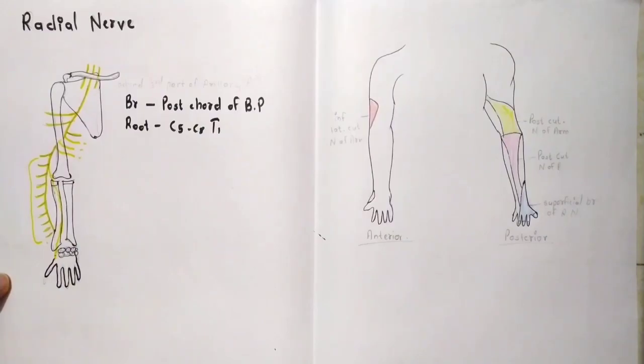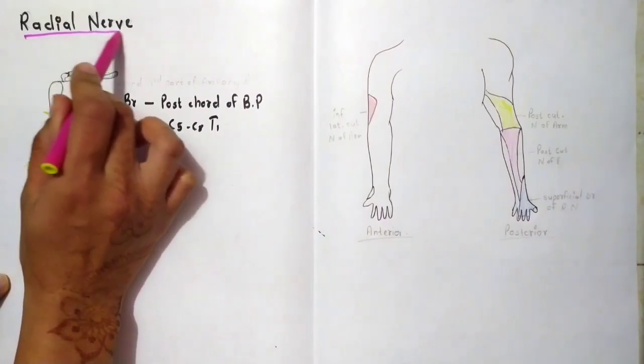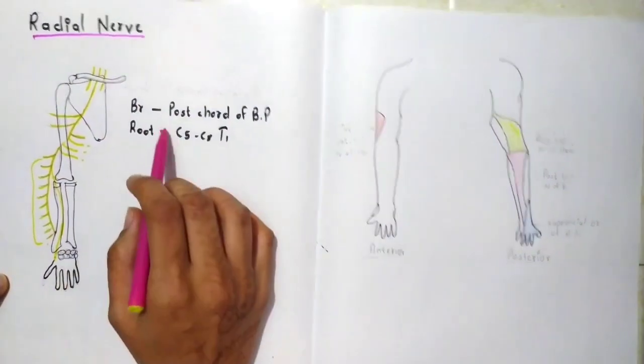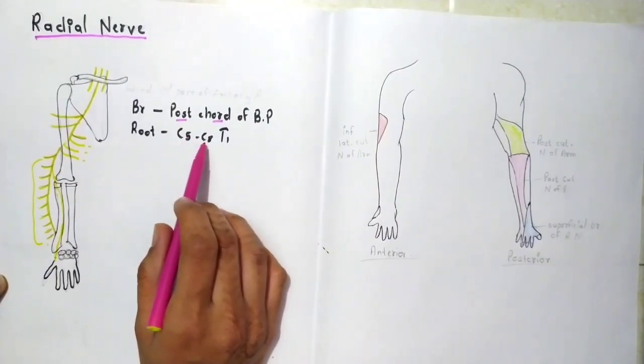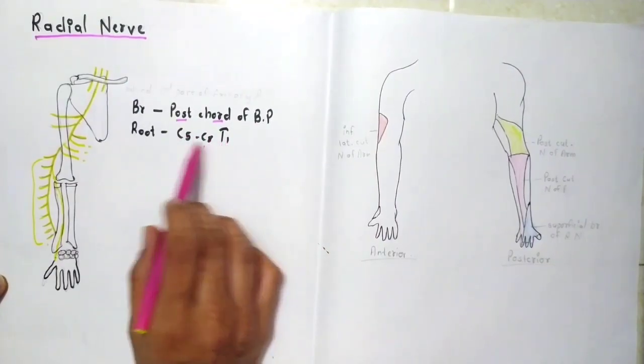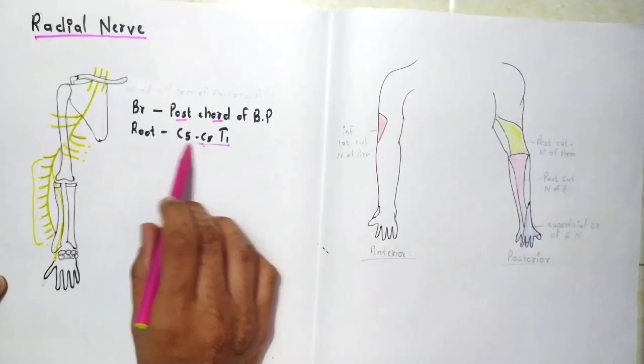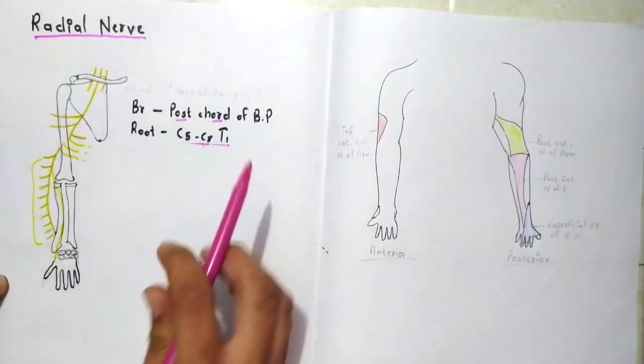So in the last video we talked about the ulnar nerve. Now we will talk about the radial nerve. The radial nerve is a branch of the posterior cord of the brachial plexus, and the roots are C5 to C8 and T1. That is all the roots from which the brachial plexus is formed.